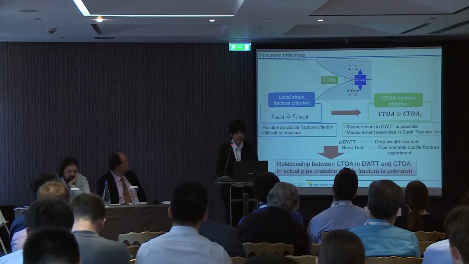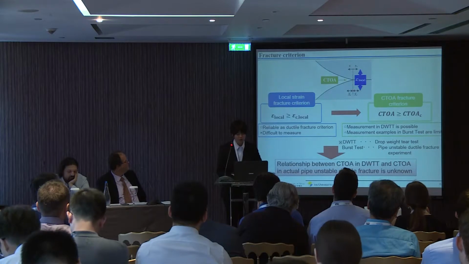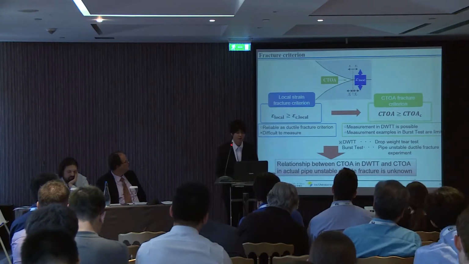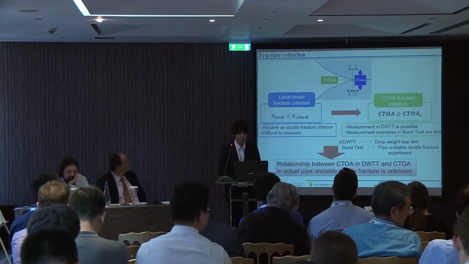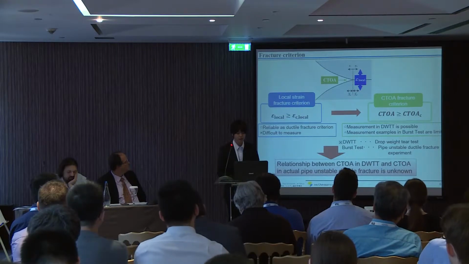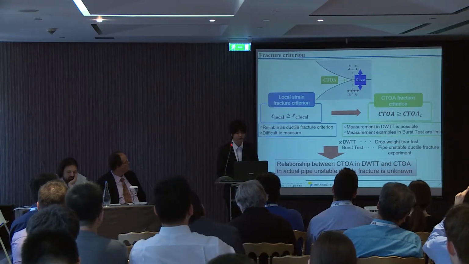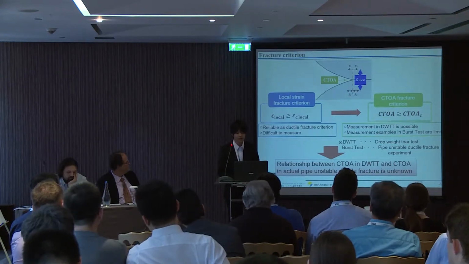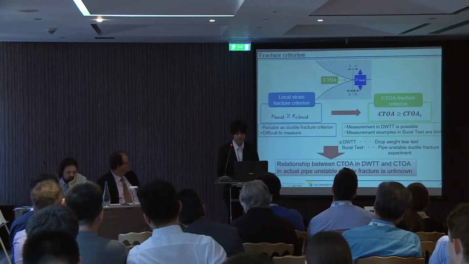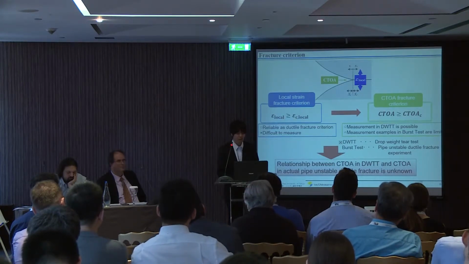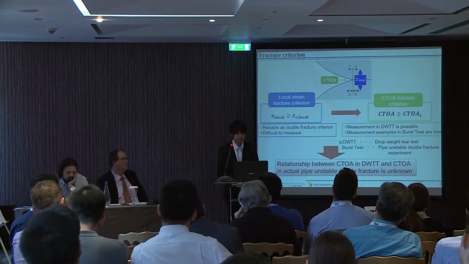About fracture criterion. This slide shows two criteria, local strain fracture criterion and CTOA fracture criterion. First, local strain fracture criterion. This is reliable as a ductile fracture criterion, but difficult to measure. Secondly, CTOA criterion. CTOA is crack tip opening angle. This can be measured in DWT, but measurement examples in past tests are very limited.